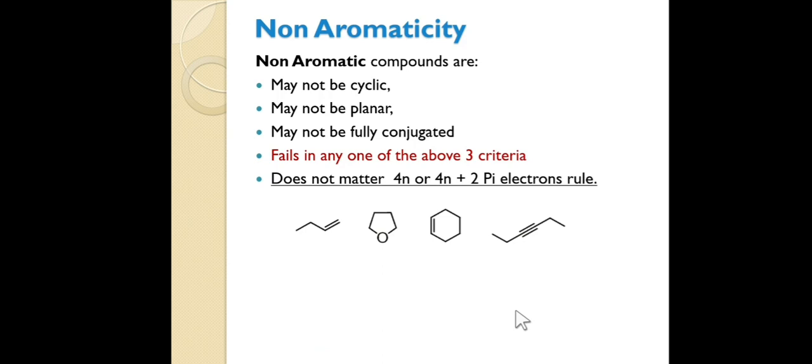So you can see here the first compound is not cyclic, definitely it is non-aromatic. Secondly, it is cyclic and planar but not fully conjugated, or not conjugated, so it is non-aromatic. Thirdly, same, it is not fully conjugated, therefore it is non-aromatic. The fourth one looks like a straight chain compound and it is not cyclic, so this is called a non-aromatic compound.